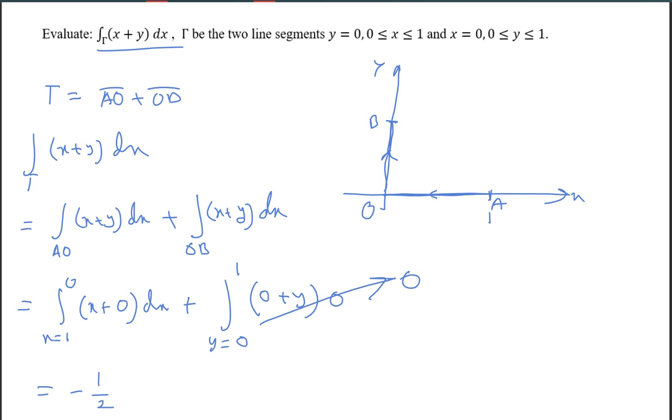Yes, go ahead, sir. Sir, actually, how are we assuming that x runs from 1 to 0? We can also assume that x runs from 0 to 1, no? Yes, we can assume.